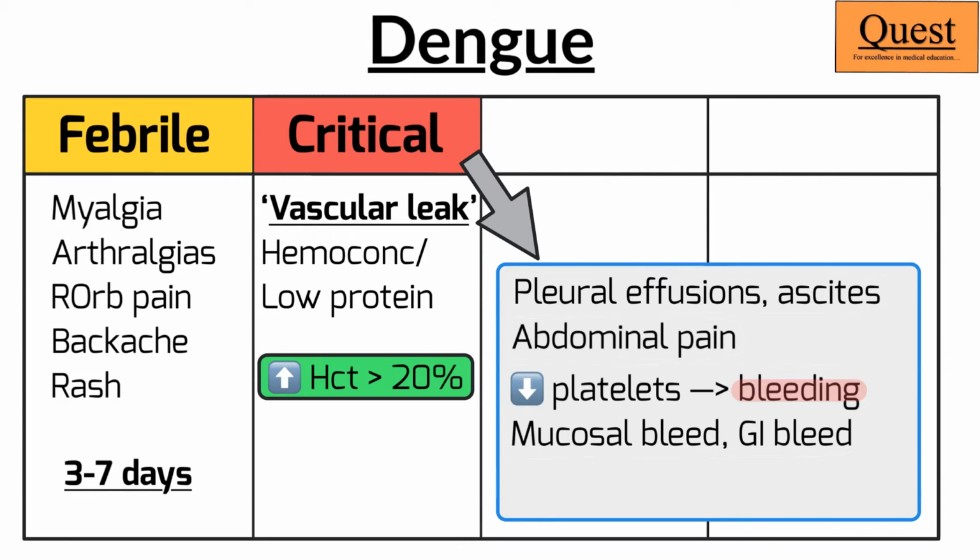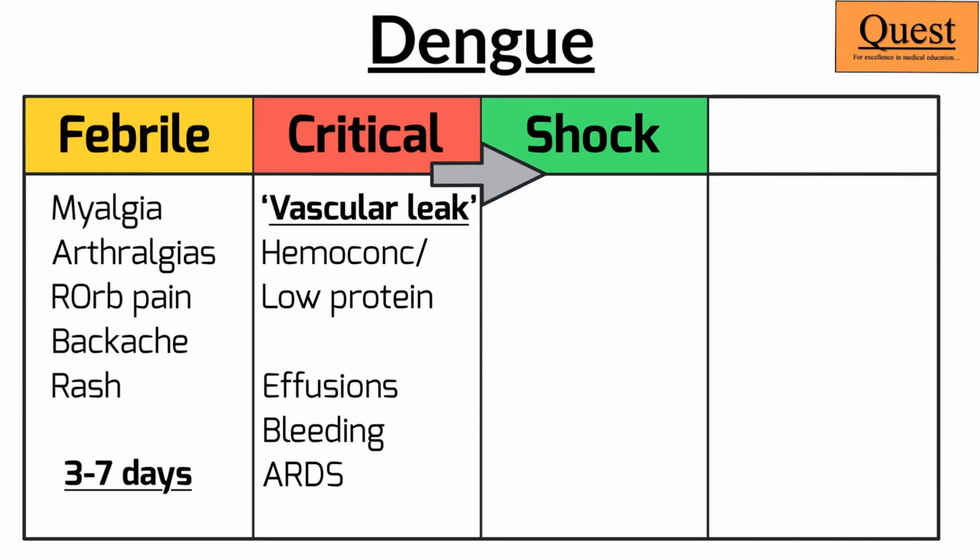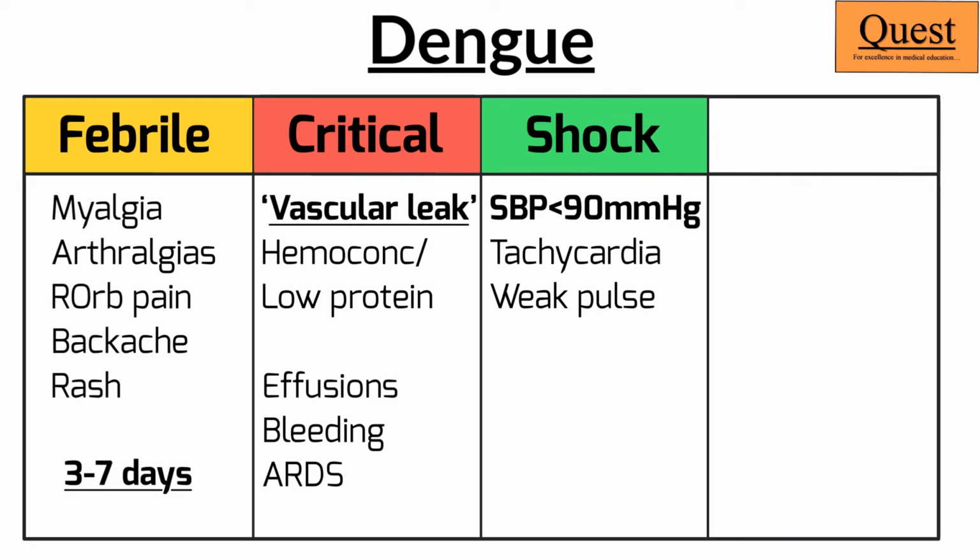This critical phase is also marked by the onset of ARDS. We need to watch out for these patients along with pleural effusion whether there are pulmonary infiltrates. This is also the time when patients of dengue are predisposed to myocarditis. Now in some cases, the vascular leak could be so severe that patients rapidly deteriorate into a hypovolemic shock. This is marked by onset of tachycardia, a weak pulse, and of course a low blood pressure.